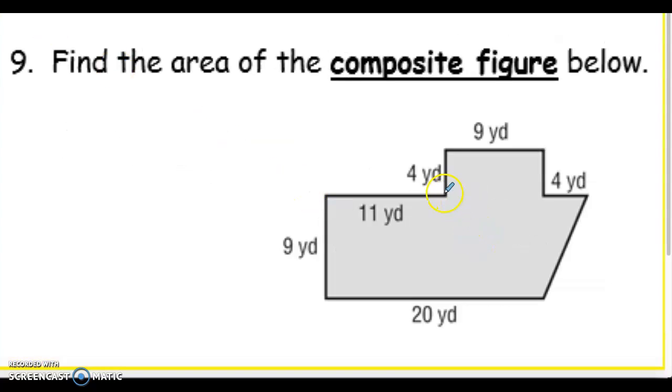For this problem, what I would do is separate it right here, and find the area of this rectangle, which is 9 times 4, and then find the area of this trapezoid, and then add them together.